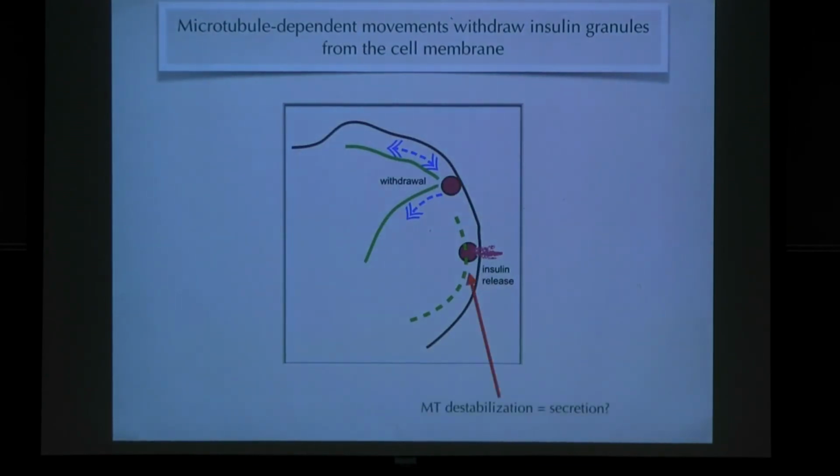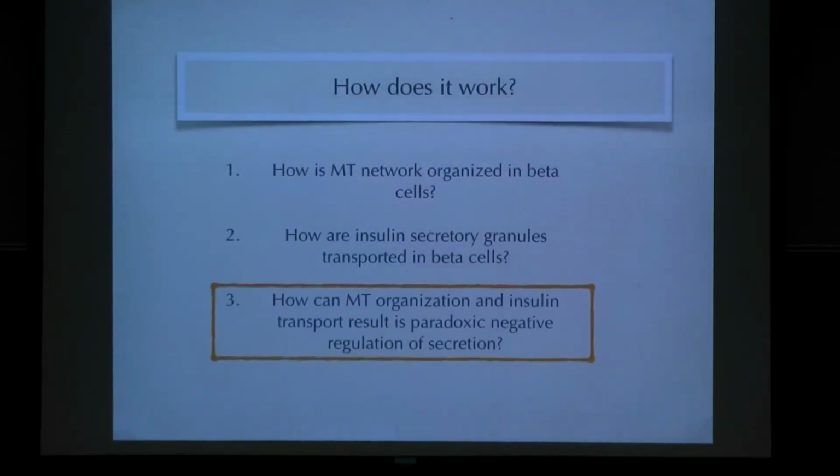Right, so this was our hypothesis. If in this scenario a microtubule is destabilized, for example, under normal microtubule dynamics conditions, when high glucose causes microtubule destabilization, then in this particular spot the microtubule is destabilized, so a granule has a chance to attach to the membrane and be secreted. Okay, but how can we coordinate this unusual microtubule network with its peripheral bundle and this non-directional transport, which results in actually withdrawing granules from the cell periphery?